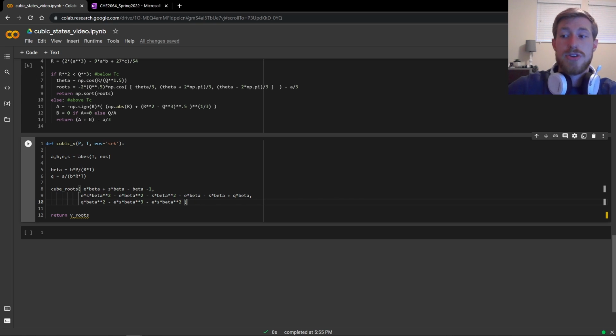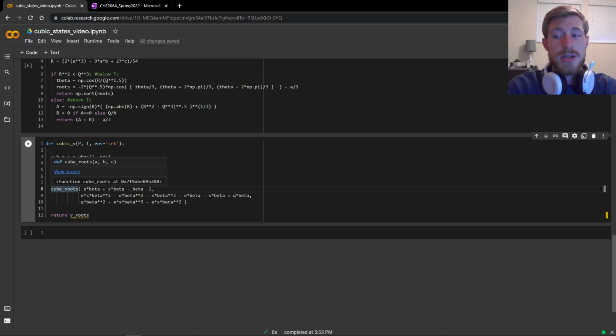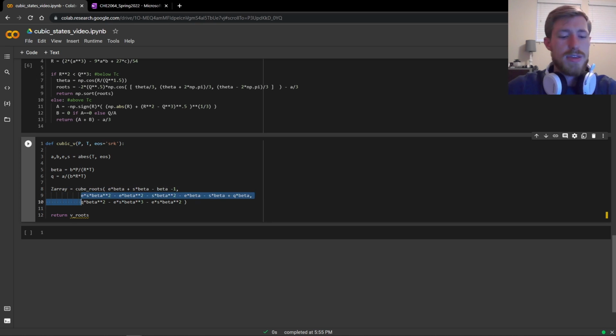If we were to run this function right now, besides the fact that vroots isn't actually defined, all it would do is the calculation, and it wouldn't really do anything with the results. So we're going to want to assign something to that. We'll call it z array is equal to cube roots, and we'll tab these over to make it look nice. I want to put a space there so they all line up.